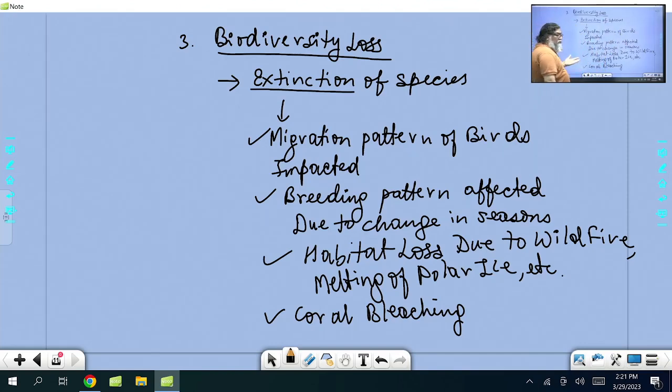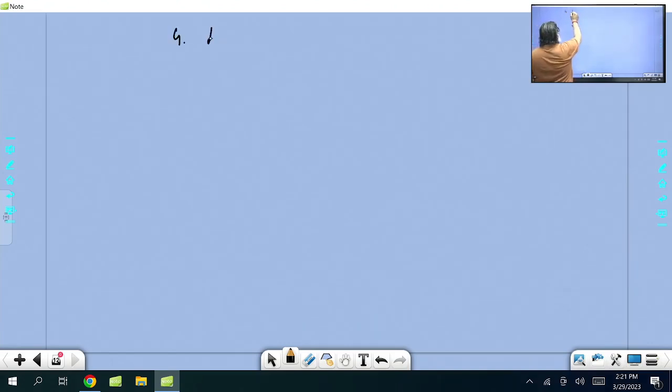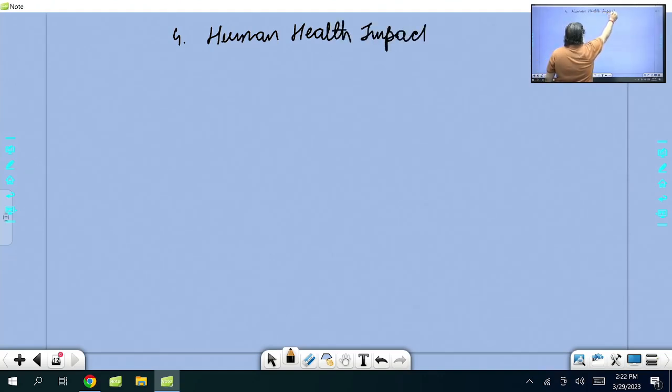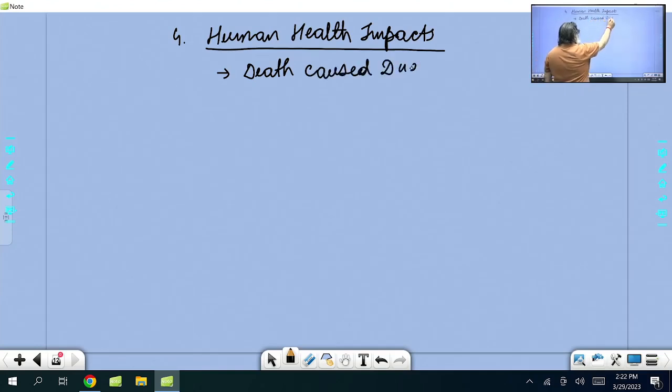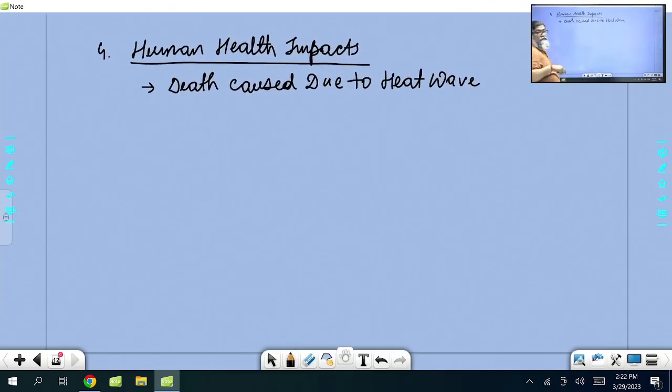Right? Then what I've said here, apart from this, I've said here, health impact, human health impact. Like I'll tell you here, death caused due to heat wave. People may die because of heat wave. Right? They may not be able to tolerate such a hot condition. It happens in India also, health impact.